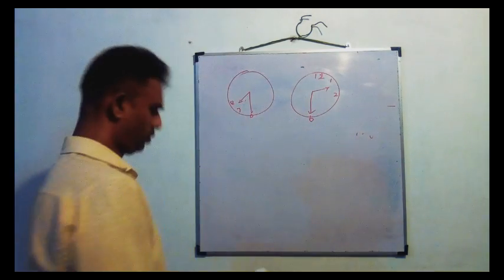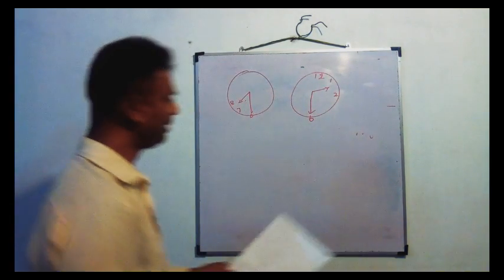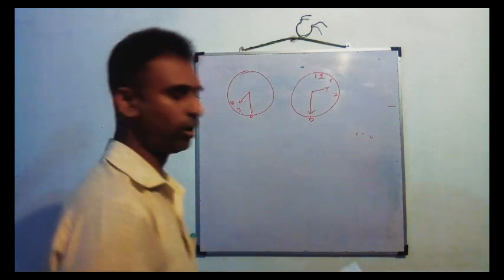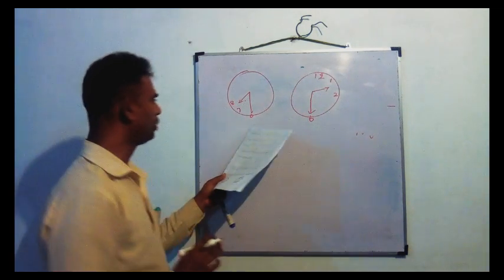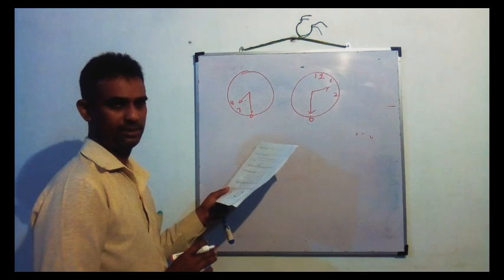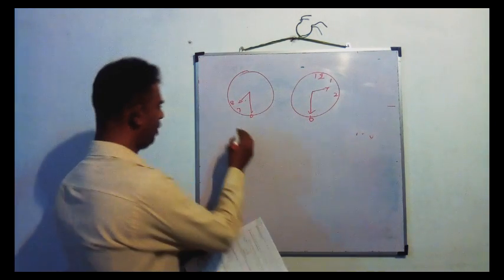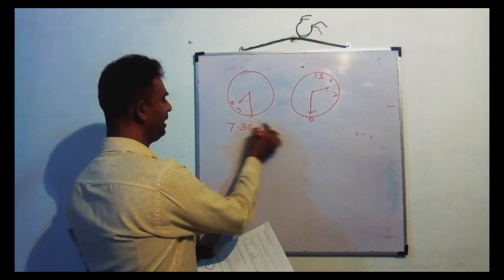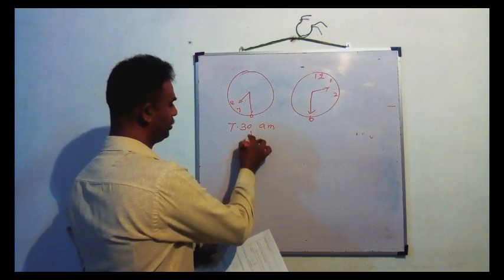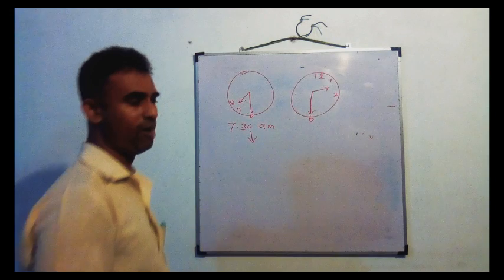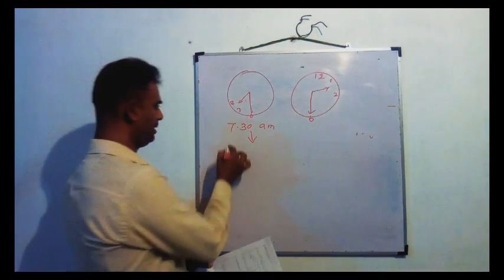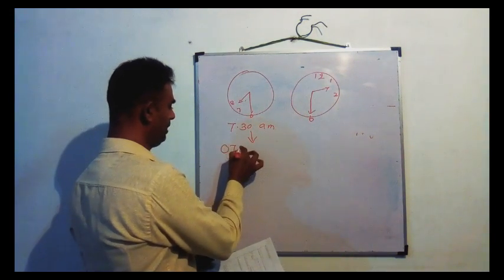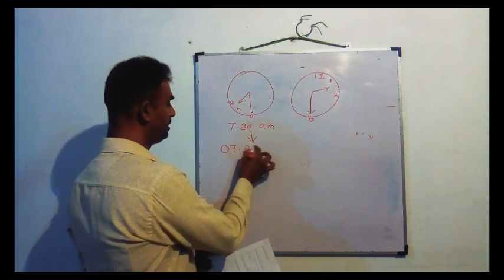Now we want to express these two times in the 24 hour clock. You know that 7:30. Normally in the 12 hour clock we write 7:30 am. It should be written in the 24 hour clock as 07.30.